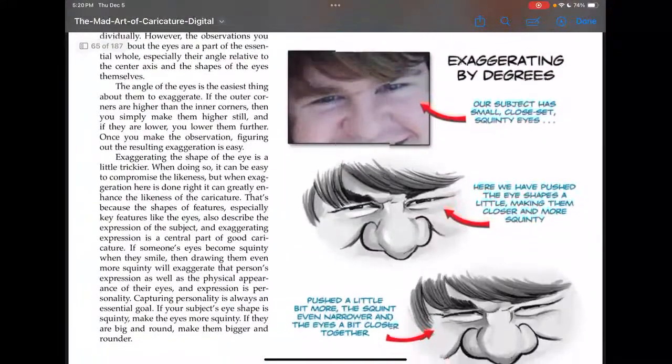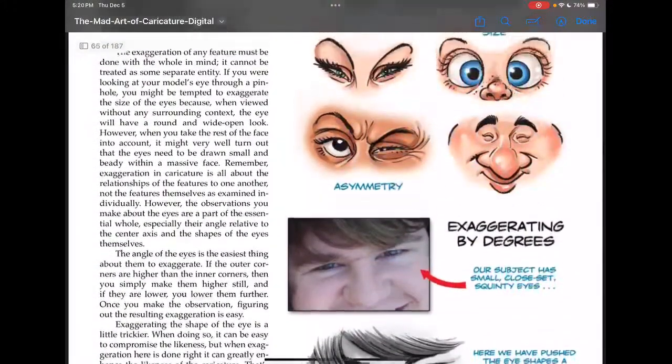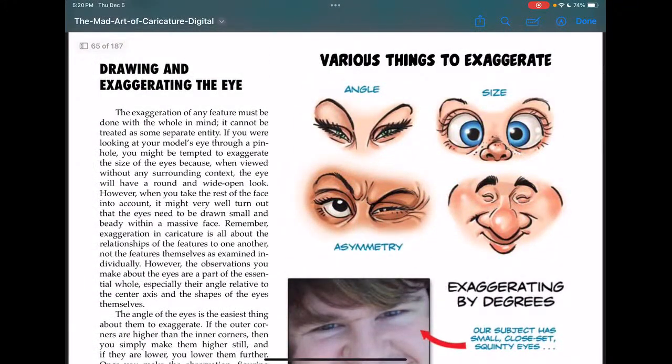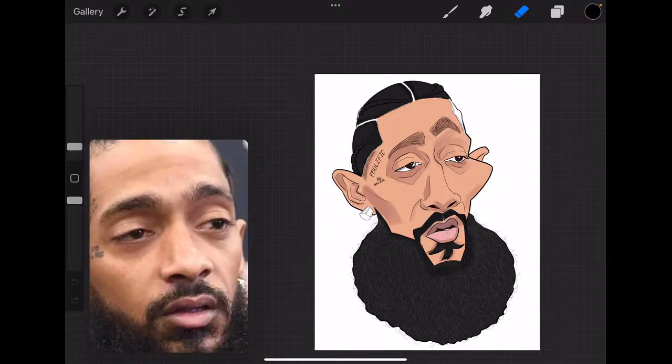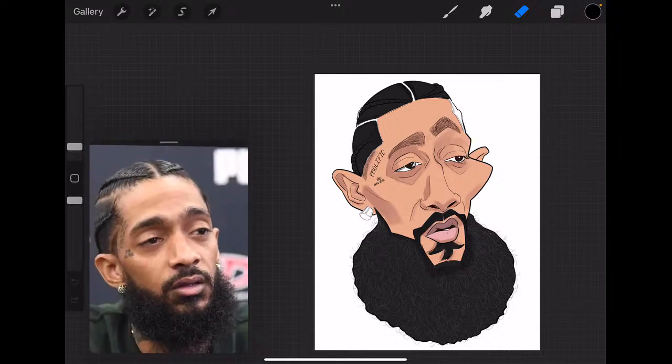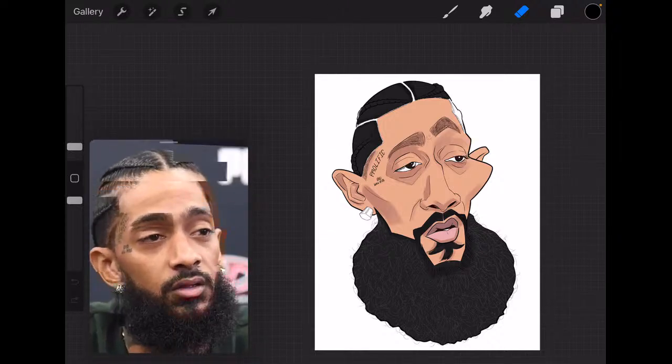And then we're going to go to, well, this part's also important. Drawing and exaggerating the eye. Various things to exaggerate: angle, size, asymmetry. And then when I go to my drawing, he clearly has an asymmetry where the left eye is much more squint.